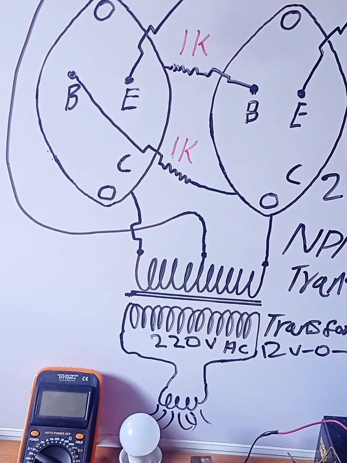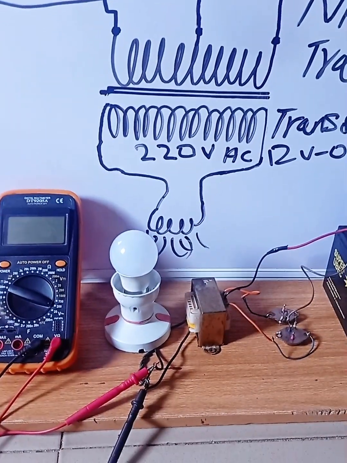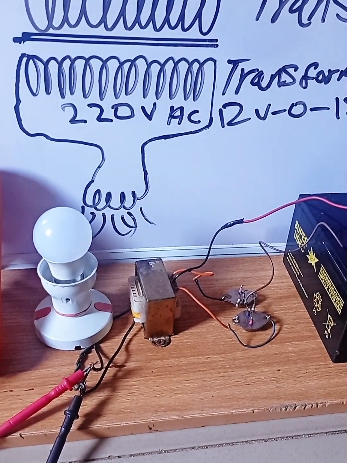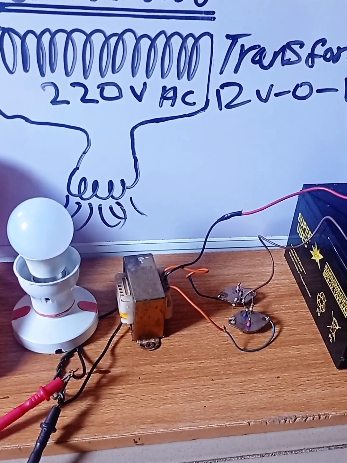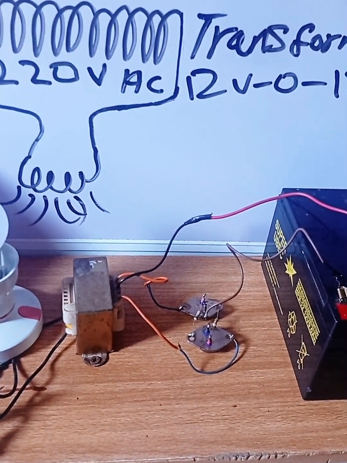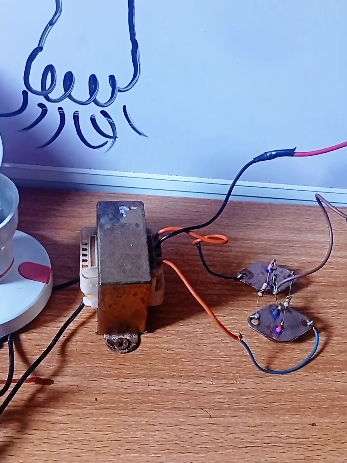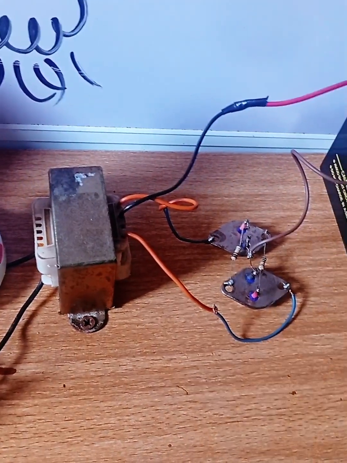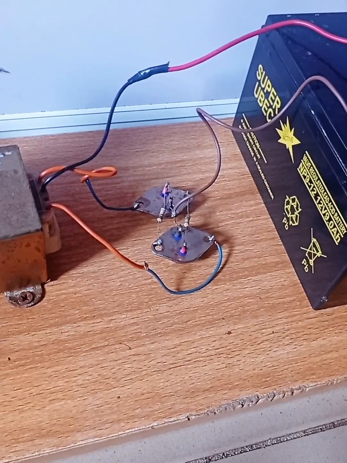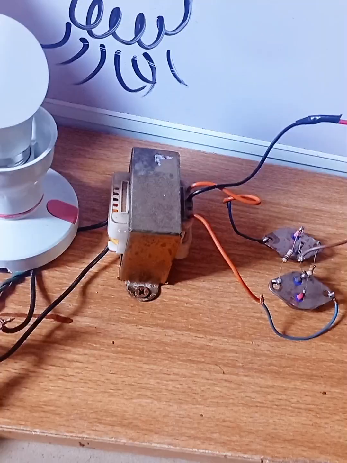Let's break this down simply. A transistor is like a super fast switch. It turns on and off very quickly. Now imagine two transistors switching alternately. This creates a pulsing current, and that pulsing current is what drives the transformer to step up voltage. Here's what you need: two power transistors, like two N3055, two resistors, a center tap transformer, 12-volt battery. That's it. No IC, no complicated parts.